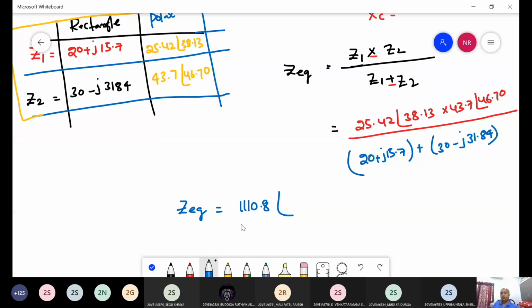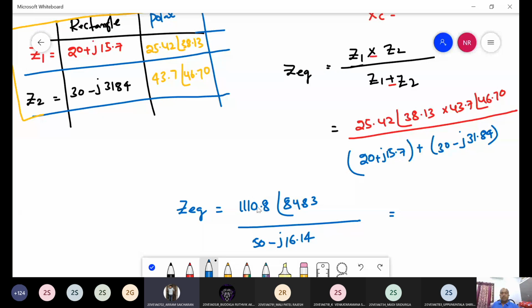How much? 84.83. Then denominator: 20 plus 30, 50. Then 15.7 minus 31.84, so minus 16.14. Minus 16.14.